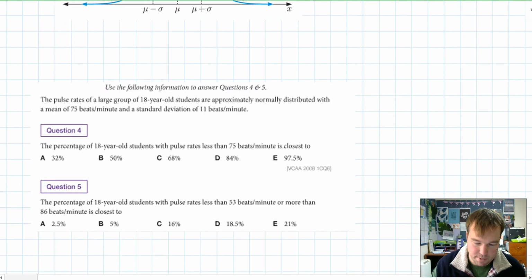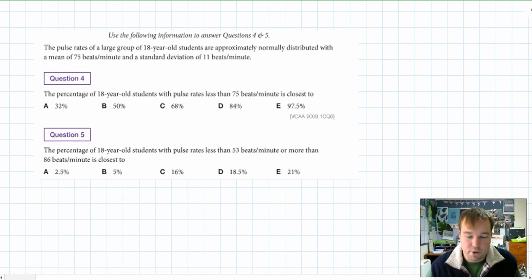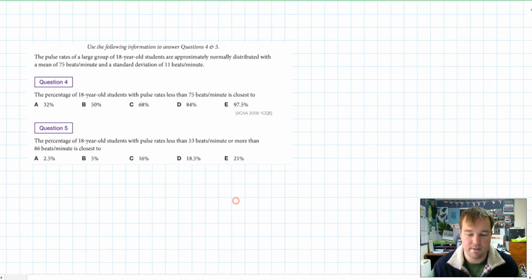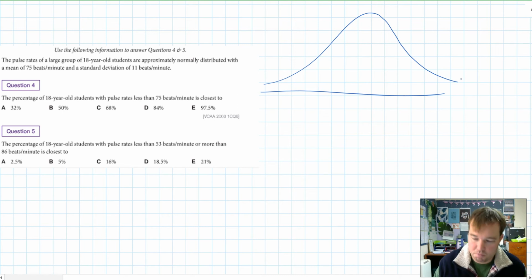Alright, let's go into some practice questions. Pulse rates of a group of 18-year-old students are normally distributed with a mean of 75 beats per minute and a standard deviation of 11 beats per minute. Anytime you're given a sentence question, I would be drawing a little sketch off to one side of a normal distribution, and then write in there. And this isn't going to be particularly pretty.